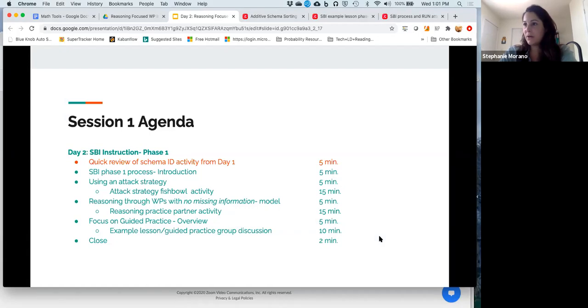So a quick overview of what my plan is for this session. We're going to review the schema identification activity that I asked you to complete at the end of our last session on Monday, since we ran out of time. Then we're going to talk about the schema-based instruction process, how to use an attack strategy, how to reason through word problems that don't have any missing information. And then we'll do a little overview of what guided practice of this process can look like with students before we close up for the day.